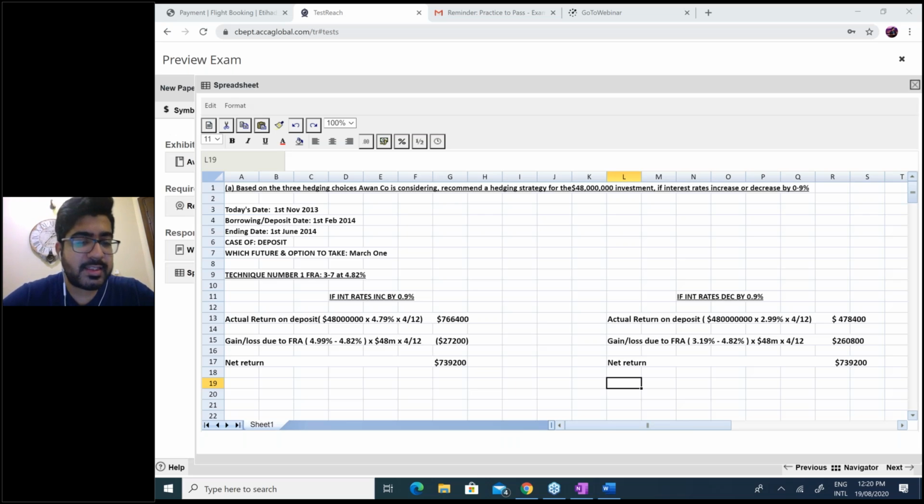Gain loss due to FRA, it's just the difference in rates, what you got versus FRA, into 48 million into 4 by 12. So in the first case, if interest rates increase by 0.9, they became 4.99, but you deposited with FRA at 4.82. So you booked a reduced rate than market. It's a loss, which will reduce your return, deduct it. But in the second case, if interest rates decrease by 0.9, the rates became 3.19, interbank less 0.9, but you booked at 4.82. It's a gain, and gain increases return. Okay.